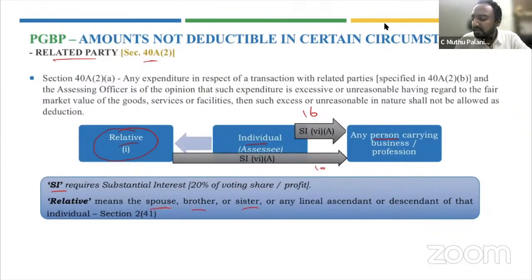What is a relative? Spouse, brother, sister, or any lineal ascendant or descendant. The first three I need not explain: spouse, brother, sister. Lineal ascendant is upwards: my father, grandfather, great grandfather. Lineal descendant is son, grandson, great grandson. So this is what we call the relative definition.